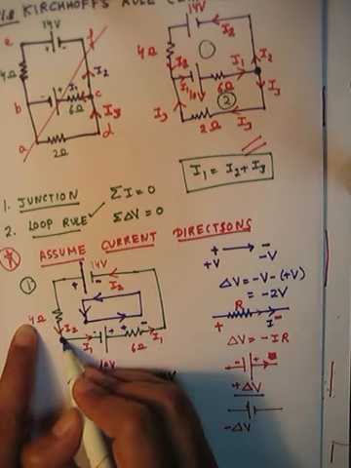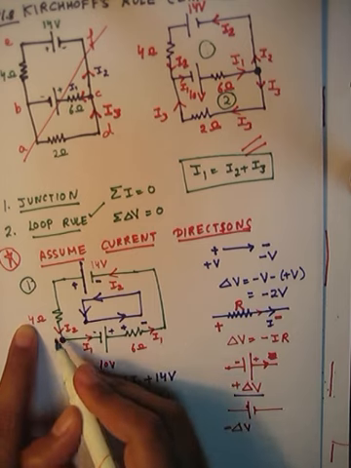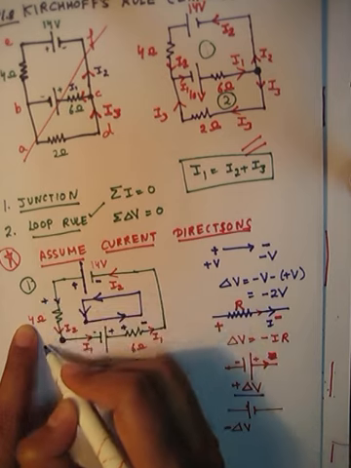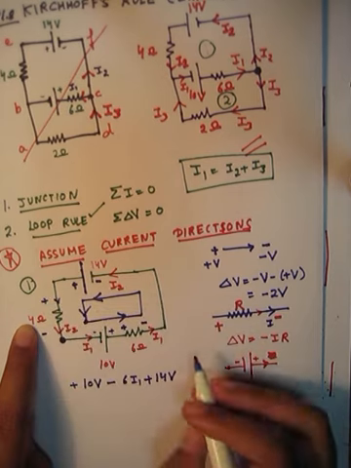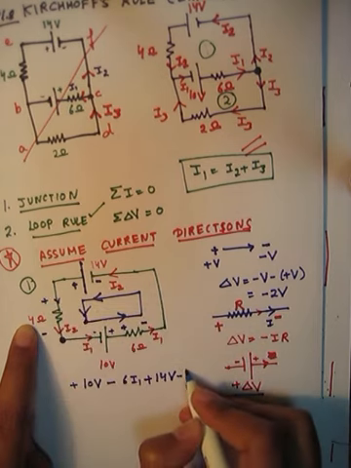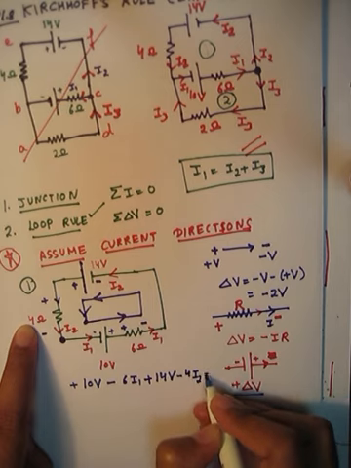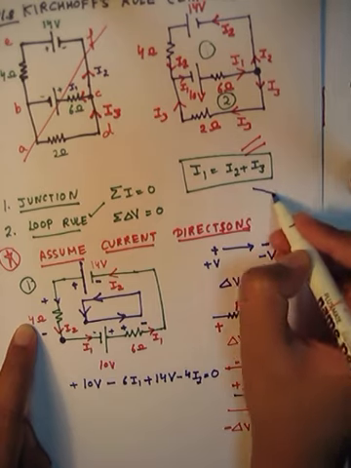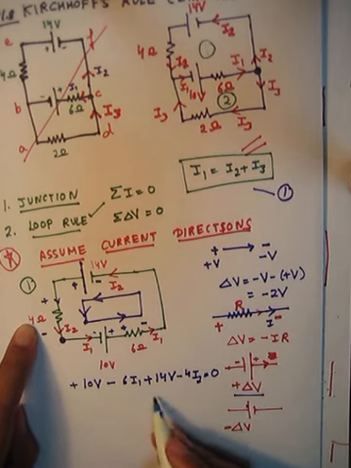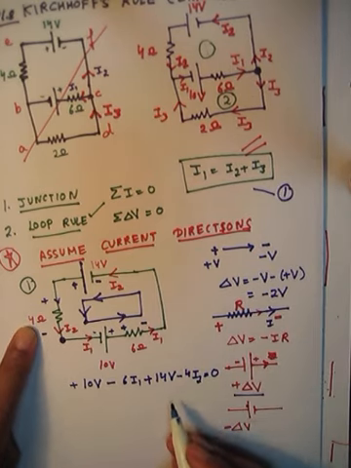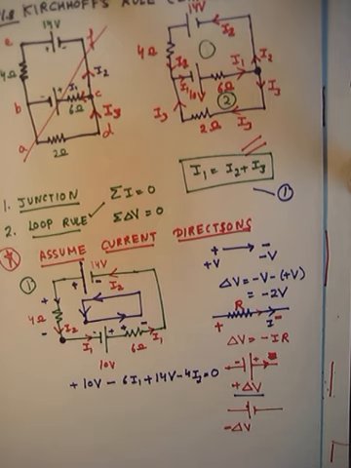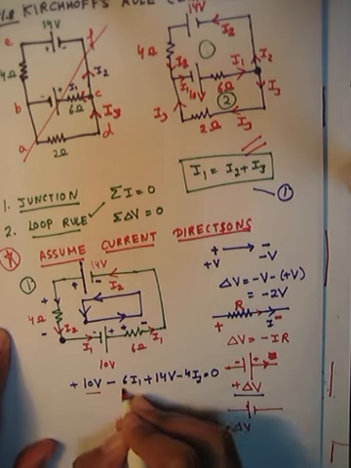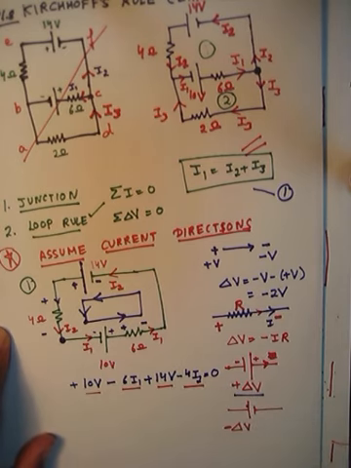Okay, and then let's come to this resistor. We have come to this point now. When we come to this resistor, because the current is in the downward direction, plus is here and minus is here, and the current is I2, so it will be minus 4I2, which should be equal to 0. Okay, so let us say this is equation 1. Now we can get rid of the volts for some time, because this is a voltage, this is a voltage, this is a voltage.